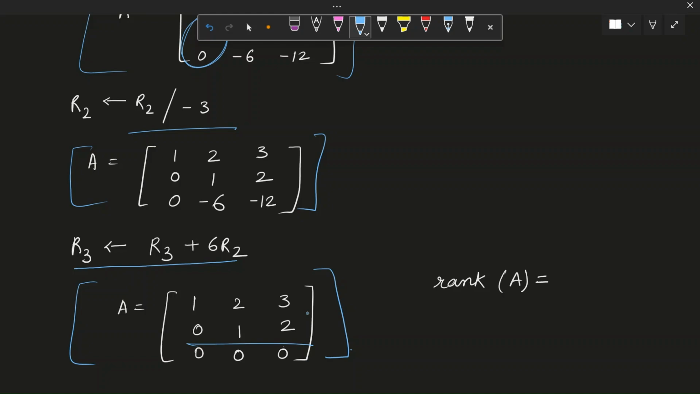So what will be the rank of A now? There are 2 rows that are non-zero. So the rank will be 2.